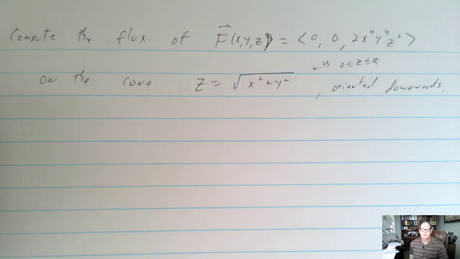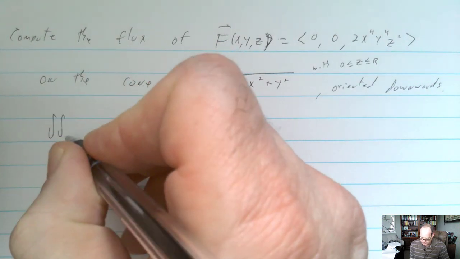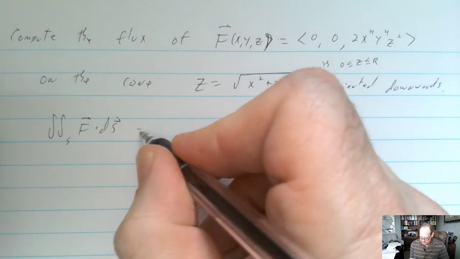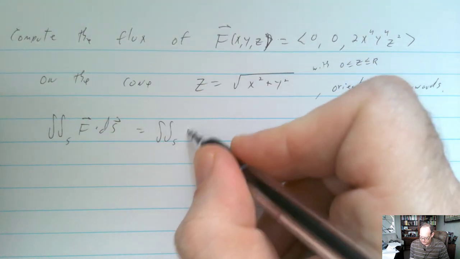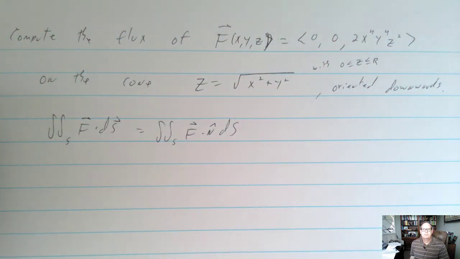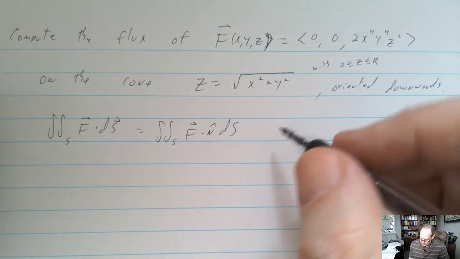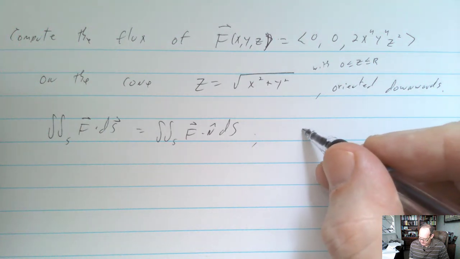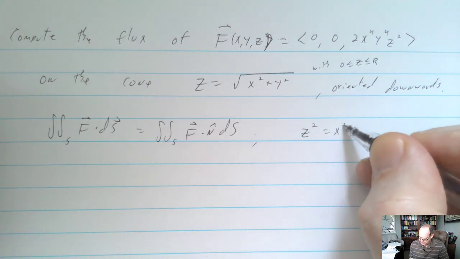All right, let's find this flux integral. The flux integral F dot dS is the same as F dot the unit normal. For the unit normal, let's look at this surface. It's described as z squared equals x squared plus y squared.